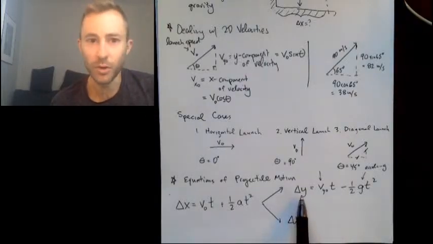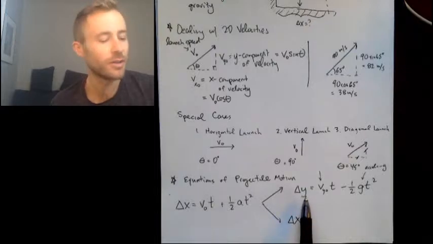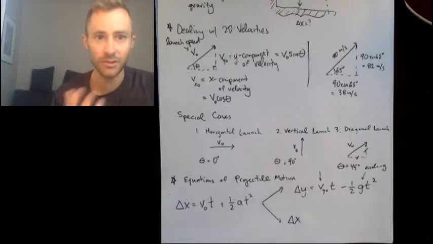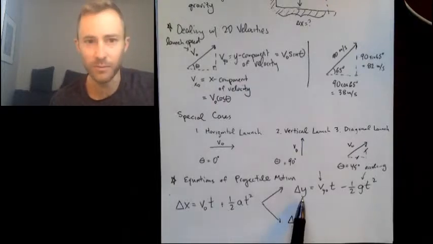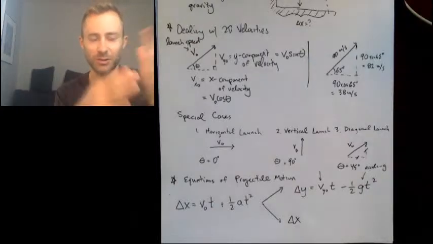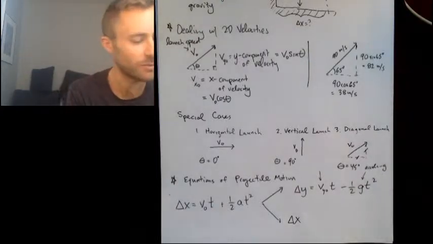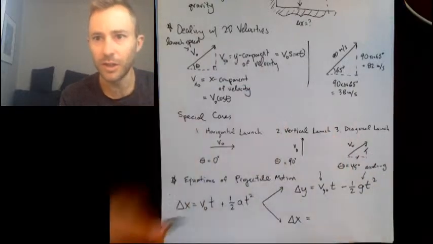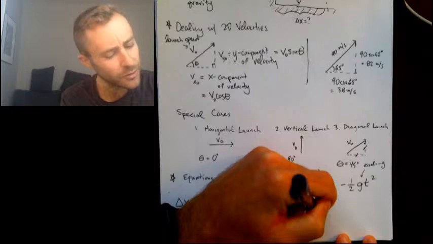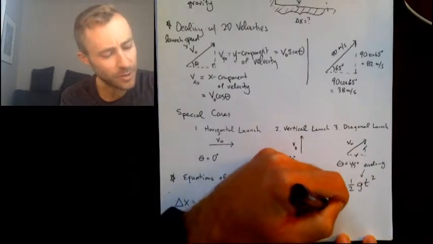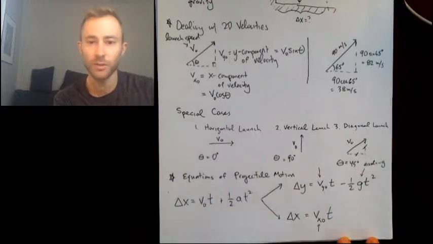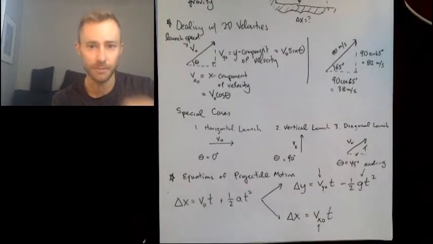So the vertical displacement is determined by the initial vertical velocity. That makes sense, right? Why would the vertical displacement depend on the initial horizontal velocity? It's like those are in two different directions, so they don't affect each other. The delta x equation is simpler. It's vx naught times time. And that's it. So notice that this is the horizontal component of the initial velocity.